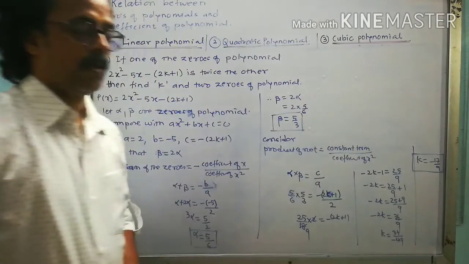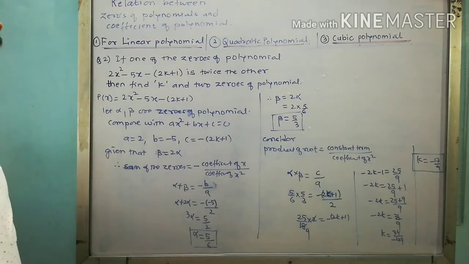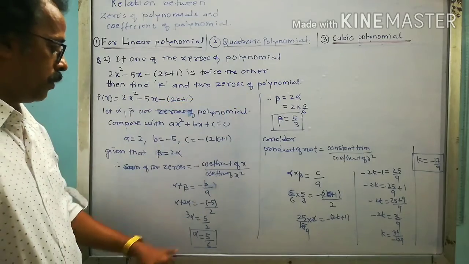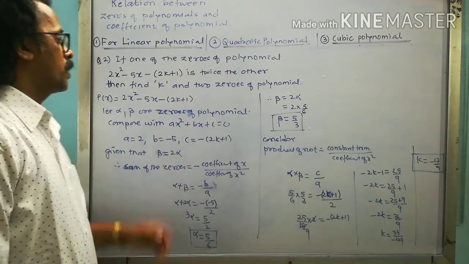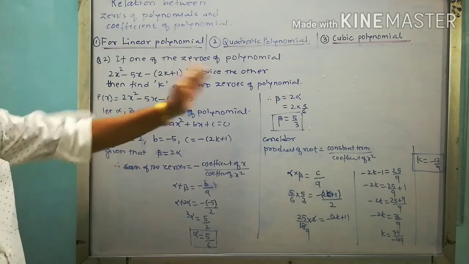Okay, now these are the kind of questions they could ask. Like here, 3 answers are there. One is that they asked you to find out 2 zeros of polynomial. We found alpha and beta. Then they asked you to find out the value of k from the given equation, right? So that is the way how we can solve the question.